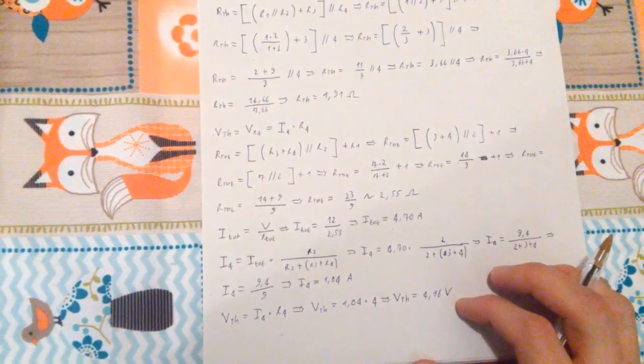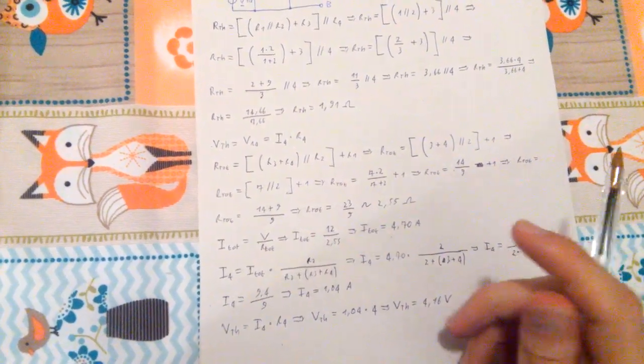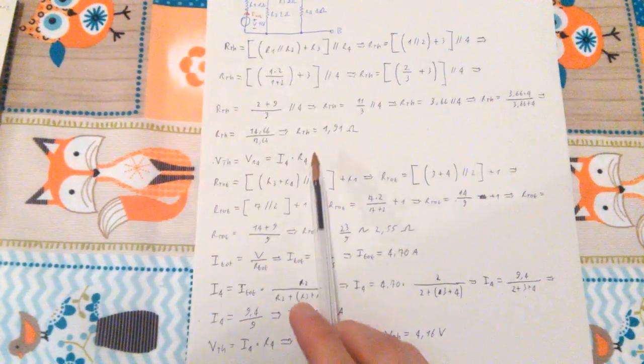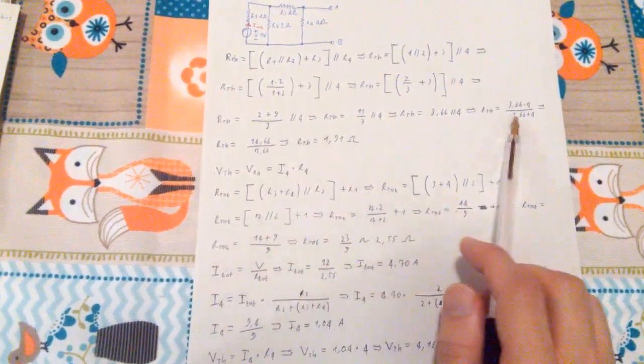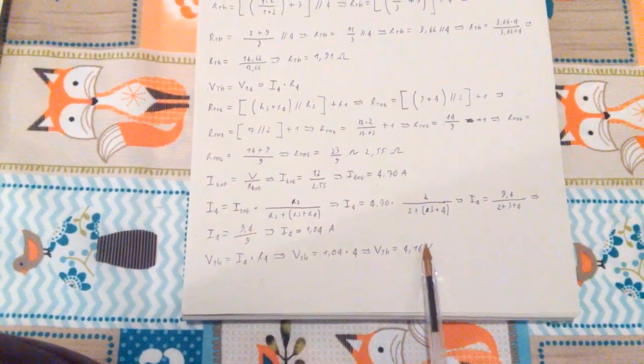Now, we have found RTH, which is this one, and VTH. So R Thevenin and V Thevenin.